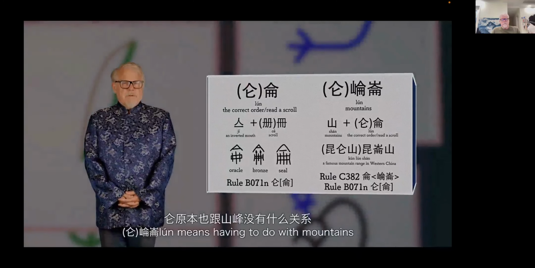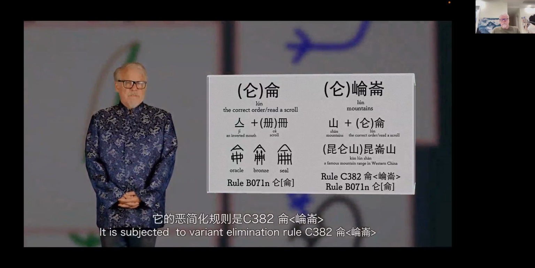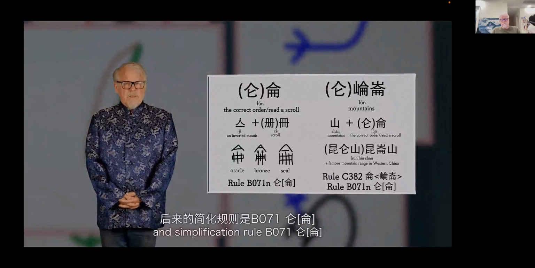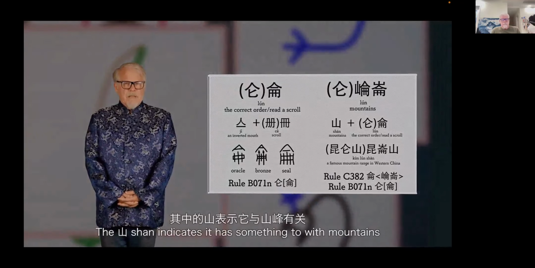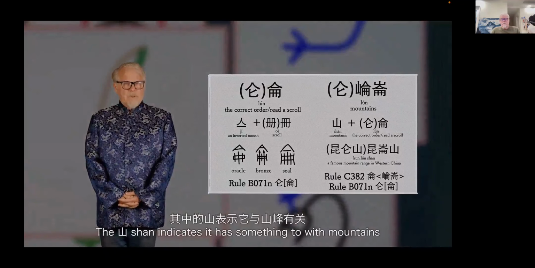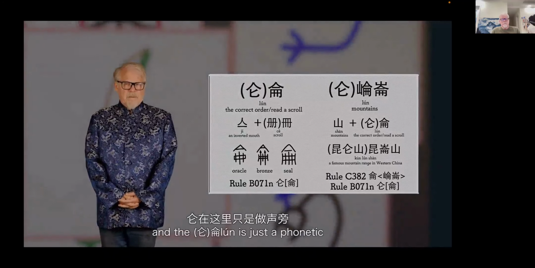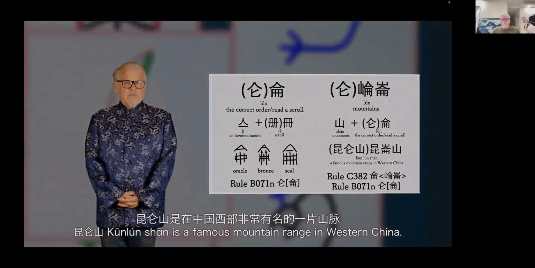Lun means having to do with mountains. It is subject to the variant elimination rule C382 and the simplification rule B071. The Shan indicates that it is something to do with mountains, and the Lun is just a phonetic. Kunlun Shan is a famous mountain range in western China.